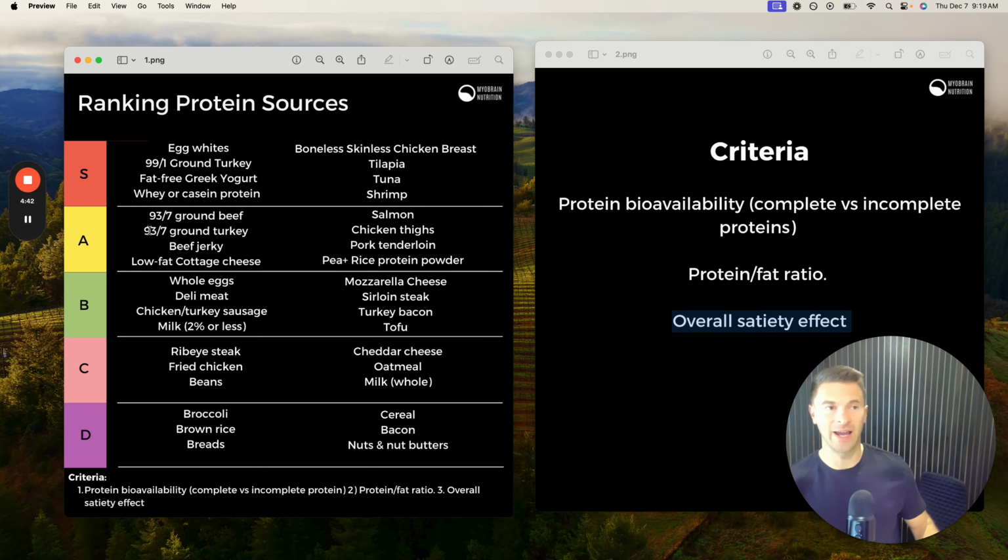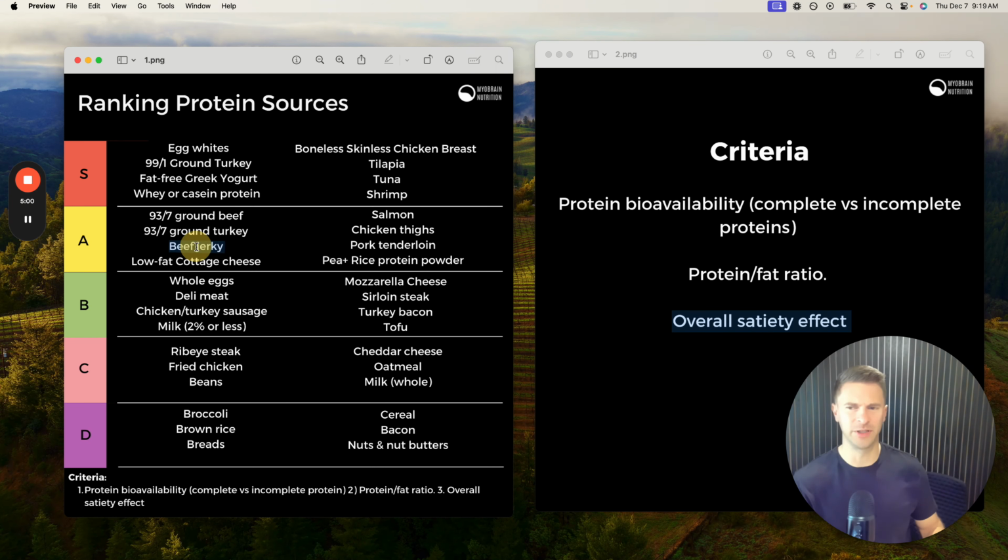Now, let's move into A tier. This is still very, very good, by the way. You don't have to eat S tier foods, breakfast, lunch, and dinner to be successful. So now we have some fattier cuts of meat here. 93.7 ground beef, same thing, ground turkey.